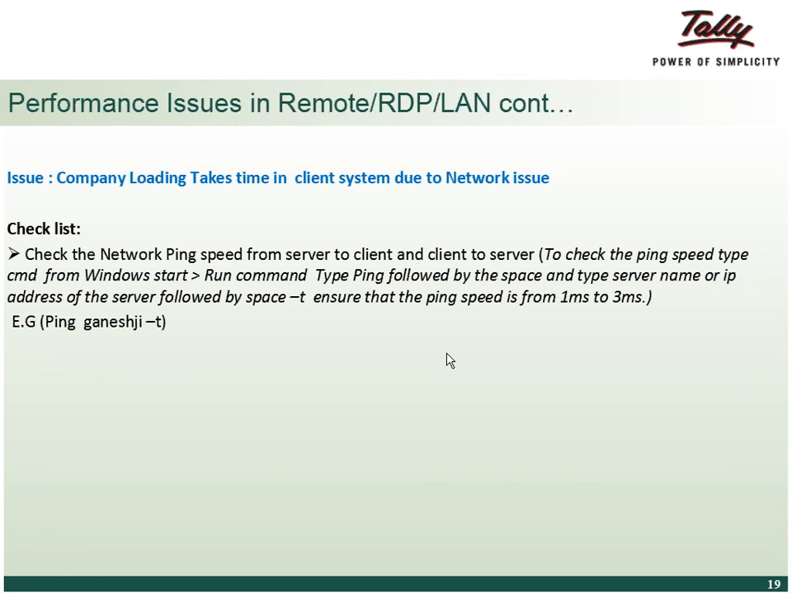In order to check the ping speed, you can just go to Windows Start option, go to the run command and type the command as cmd, and here you need to type the server name or the IP address of the server system followed by space -t. Once you give the continuous ping command, you will be able to come to know what is the ping speed between server to client and client to server. For example, you can give the command as ping space your server name or the IP address space -t. By mentioning -t, we are giving the continuous command.